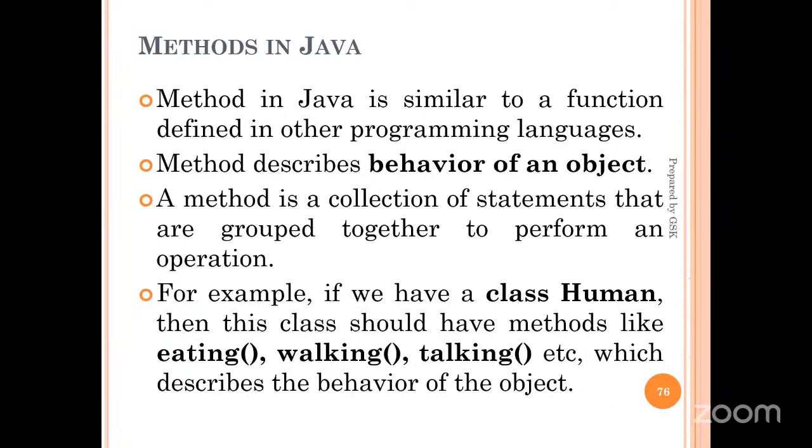So I covered methods. What is a method? How to write the method? The intention of the method is to implement the behavior or actions of the objects.